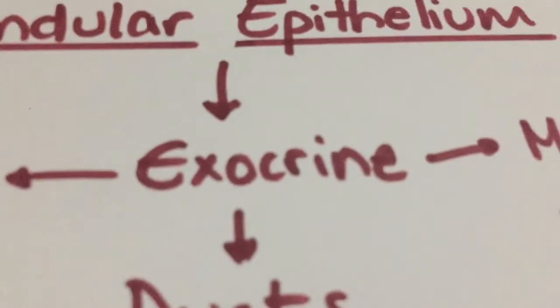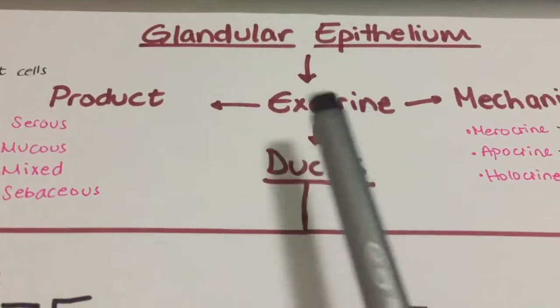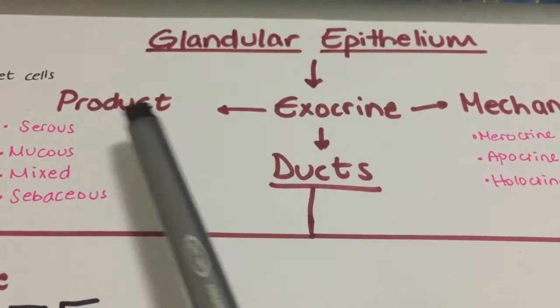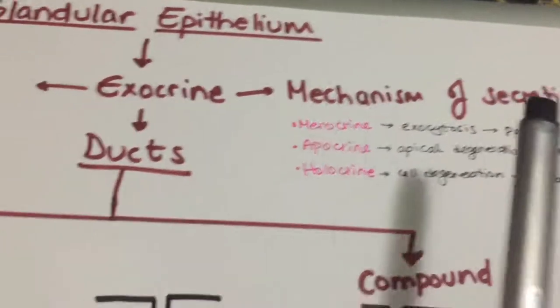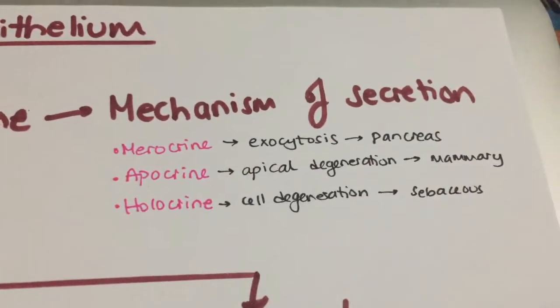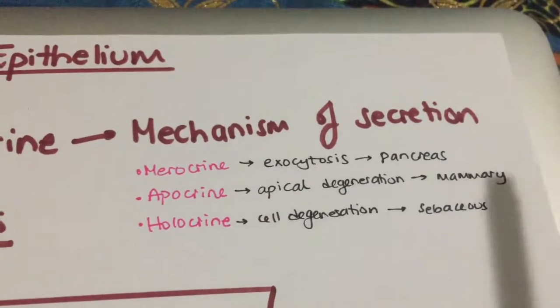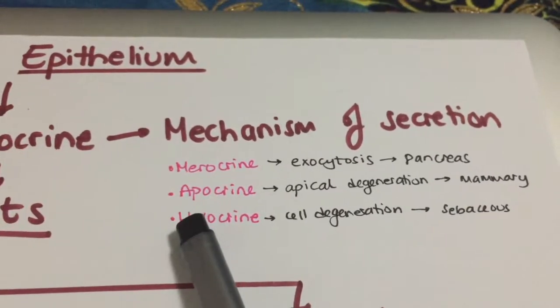So when it comes to exocrine glands, we can again classify them based on three things: their product, the mechanism of secretion, and their ducts. I'm going to start talking about the mechanism of secretion. When it comes to mechanism of secretion, we've got merocrine, apocrine, and holocrine.